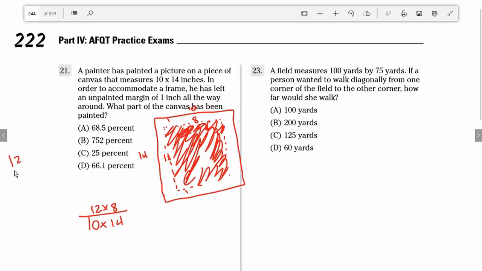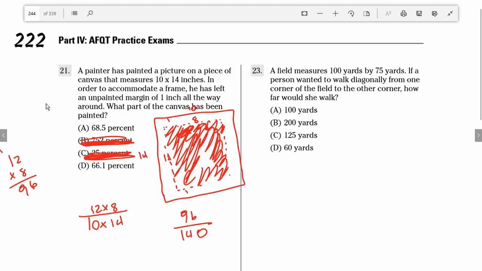12 times 8 is 8 times 2 is 16, carry the 1. 8 times 8 is 64, plus 1 is 96, so this becomes 96 over 140. Again, we know 752% is not going to be equivalent to this. We know that this is much greater than 25%. So the question is, is 96 divided by 140 68.5%, or 66.1%?